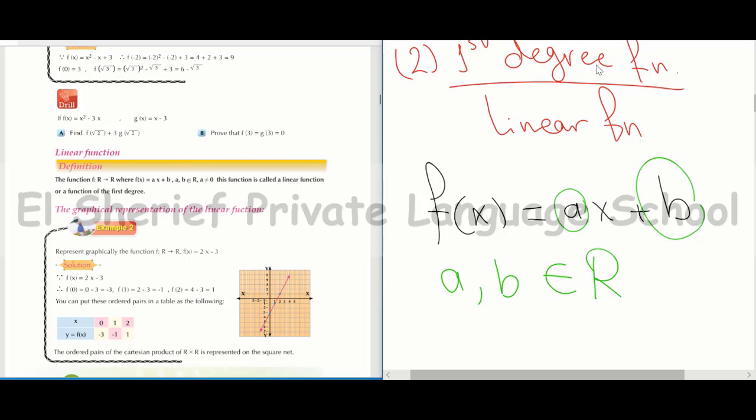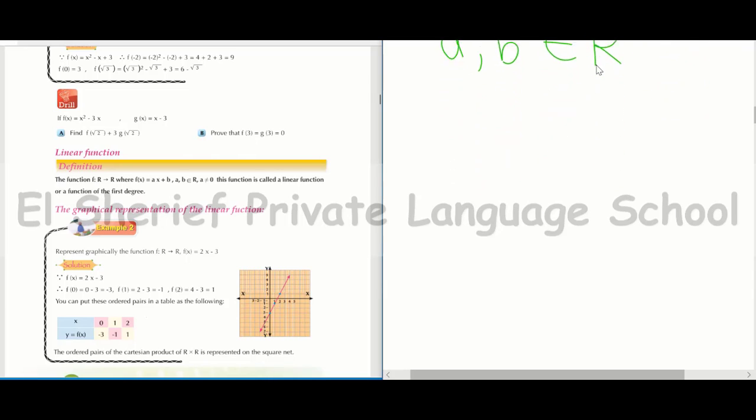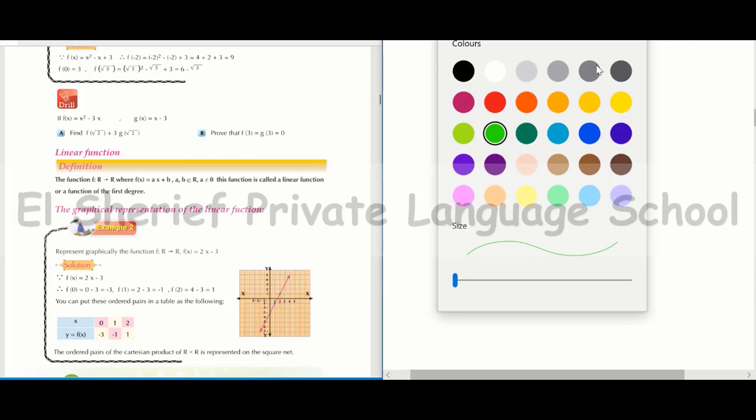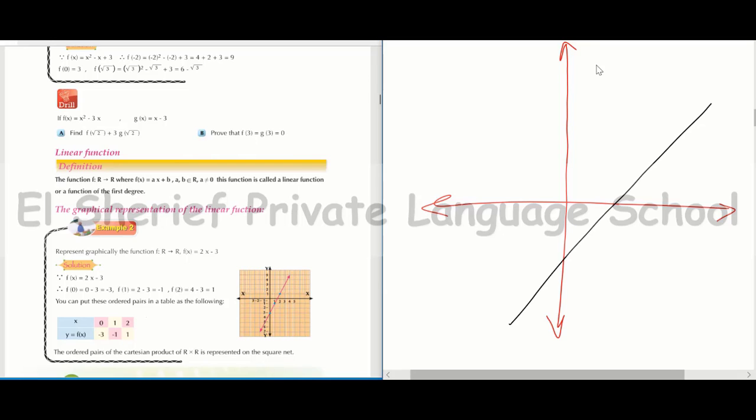Here x to the power 1، عشان كده سمينا النوع ده من الفانكشن first degree function. Represent graphically as a straight line, but this straight line not parallel to x-axis or y-axis. This line is drawn diagonally like this or like this. Okay?